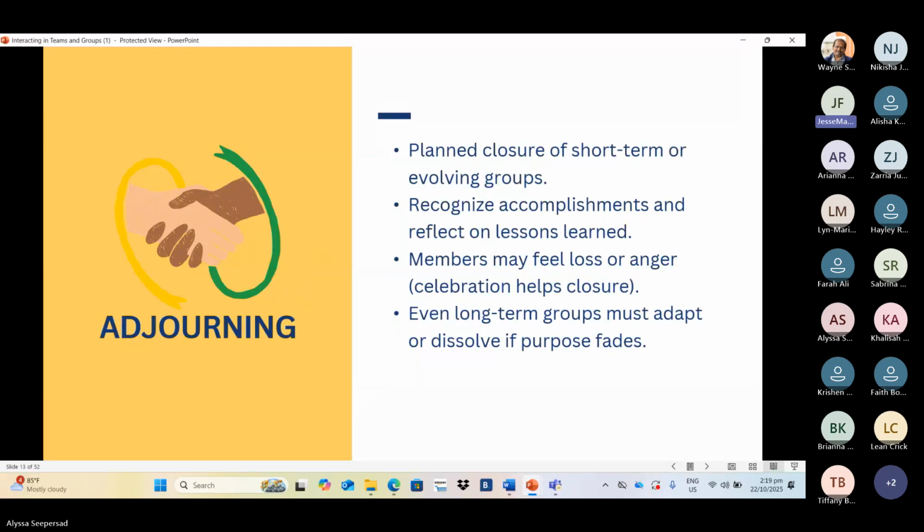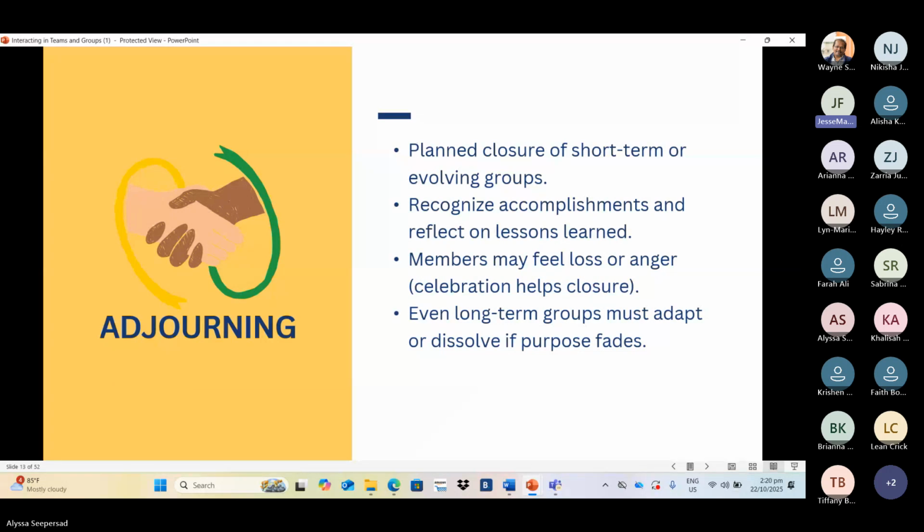The fifth and final stage of the expanded model is the adjourning stage. Tuckman and Jensen added this stage to acknowledge the importance of bringing closure to a group and to address the emotional aspects. All short-term groups, such as task forces or ad hoc committees, have to plan their eventual disbandment once their purposes are fulfilled. And even ongoing groups may experience this stage if their purpose is no longer relevant.